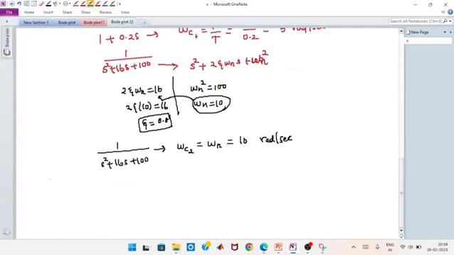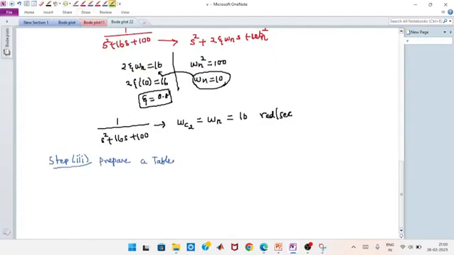Now after that, you have to prepare a table according to the corner frequency and the term. The table contains 4 columns. Column number 1 is terms, column number 2 is the corner frequency, column number 3 is slope rate, and column number 4 is change in slope. These are all the things you have to remember.